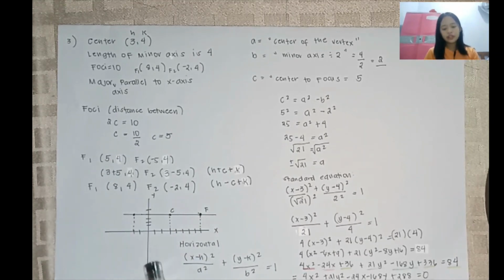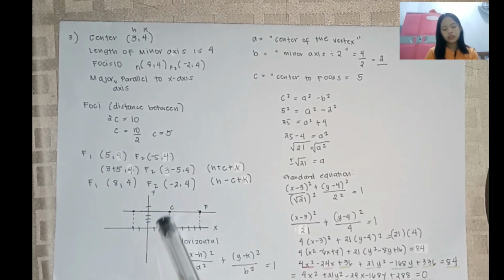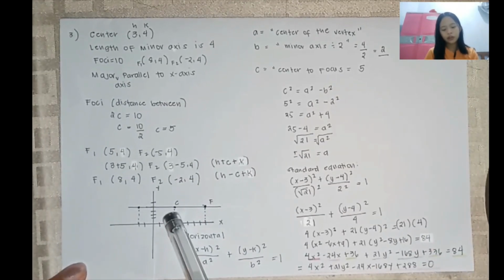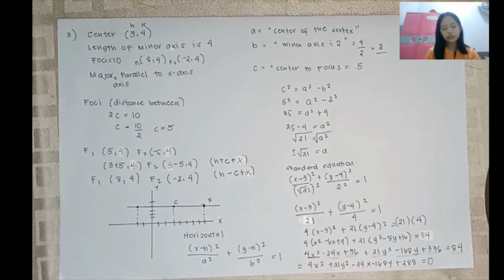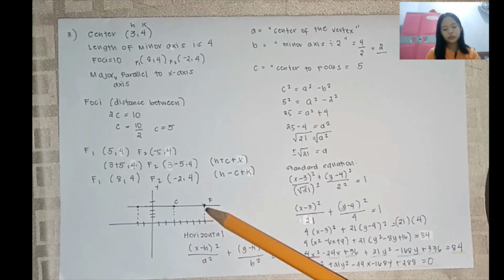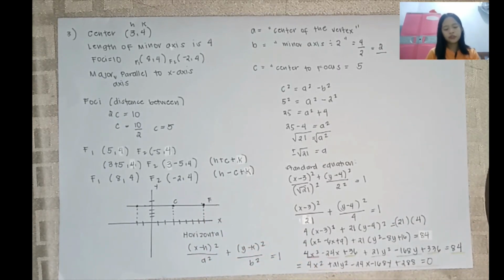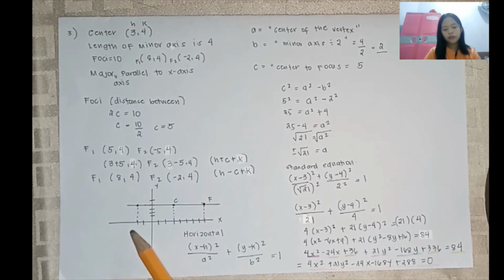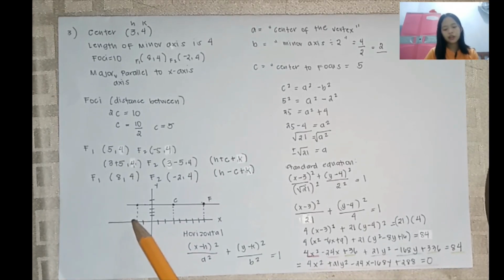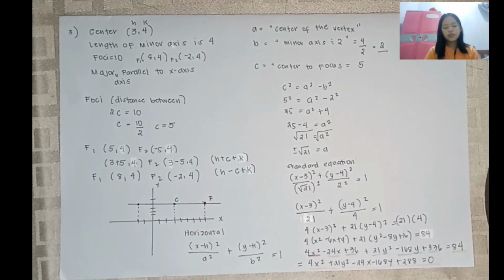The center is (3, 4): 1, 2, 3, and going up, y is 4: 1, 2, 3, 4. That is our center. The first focus is (8, 4): count 1, 2, 3, 4, 5, 6, 7, 8, then up in y, because it is positive, going up: 1, 2, 3, 4. That is the first focus. The second focus is negative 2: 1, 2, then going up 4, because it is positive: 1, 2, 3, 4. So that is focus 1 and focus 2.